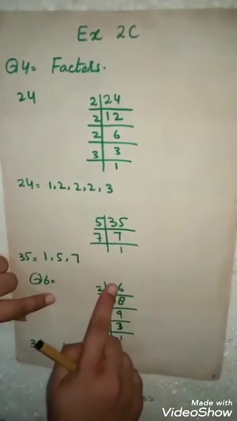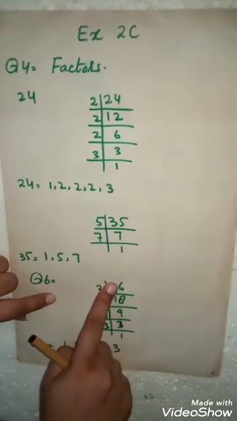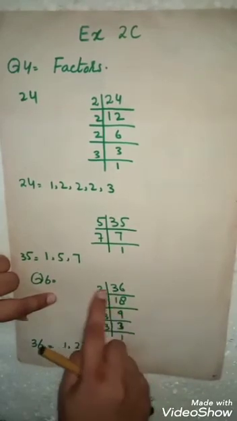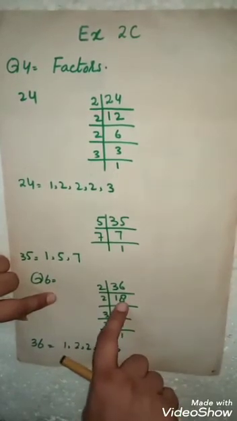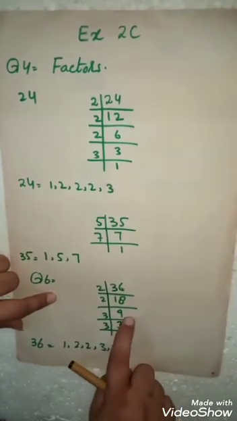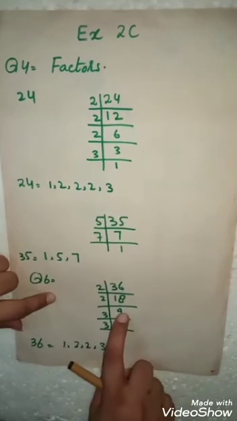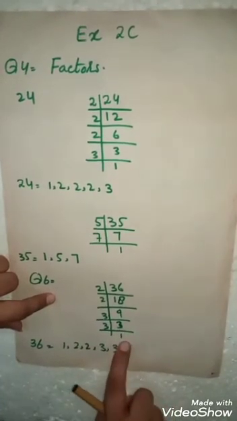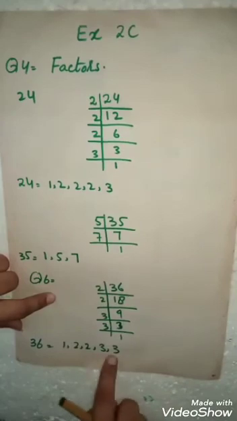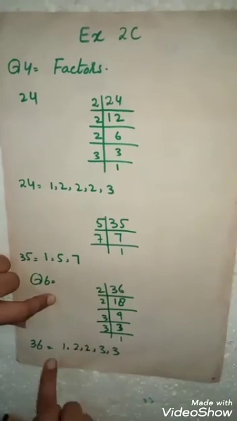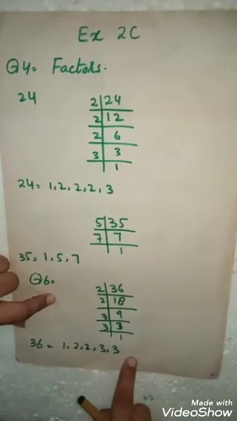For 36, when you check the ones place number, it's 6. So it will be divisible by 2. 2 1s are 2, 1 remains, make it 16, 2 8s are 16. Here again we have 8, so it will again be divisible by 2. 2 9s are 18. You can see here we have 9. 9 is a multiple of 3, so 3 3s are 9. And 3 is a prime number, so it will be divisible by itself. 3 1s are 3. Here we write our factors of 36. You will write them in series: 1, 2, 3, 4, 6, 9, 12, 18 and 36.